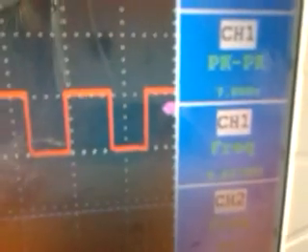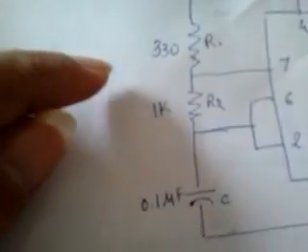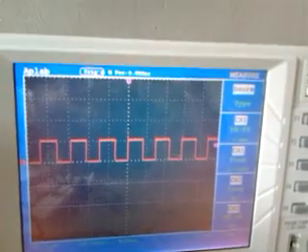So we can say that the theoretical value of 6 kilohertz is exactly the same as the practical value. So if you are using these kinds of R1, R2 and C values, then you will get around 6 kilohertz frequency, as shown in the waveforms.